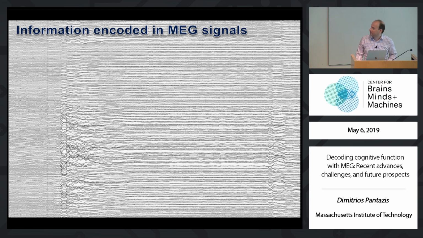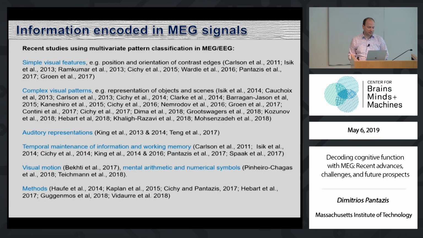It's easy to be lost in these multidimensional patterns corresponding to many different dimensions: time, space, even spectral dimensions that are not necessarily shown here, but you can see the complexity in this data. However, applying these decoding tools, we can extract information in MEG and EEG that has been used to characterize the processing of simple visual features, such as the position and orientation of contrast edges that I will describe later on. Complex visual features such as representation of objects and scenes, a lot of work here at MIT from different groups, and others, of course, elsewhere in the world.